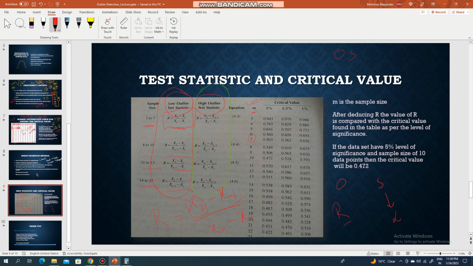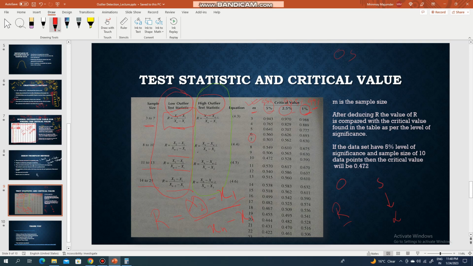Now this 5%, 2.5% and 1% indicate the error, or level of significance. So 5% error means 95% accuracy. 2.5% error means 97.5% accuracy. And 1% error means 99% accuracy. According to the desired accuracy level, you can select the column. Suppose we want to select the most accurate one, that is the 1% level of significance.